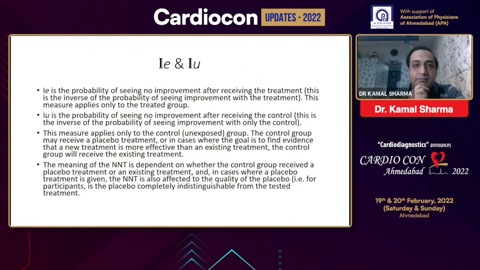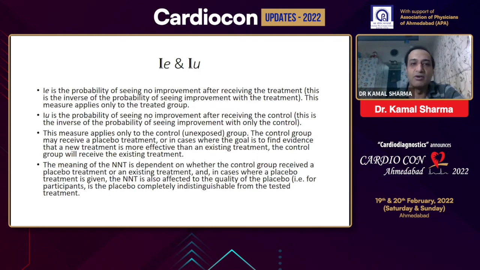Before I jump on to that, let me take you to two important concepts. One is IE and IU. IE is the probability of seeing no improvement after receiving the therapy. So this is the inverse of probability of seeing the improvement. This measure applies only to a treated group. So when you have a treated group, you look at IE and you see what would be the outcome of not improving, the probability that you find on it.